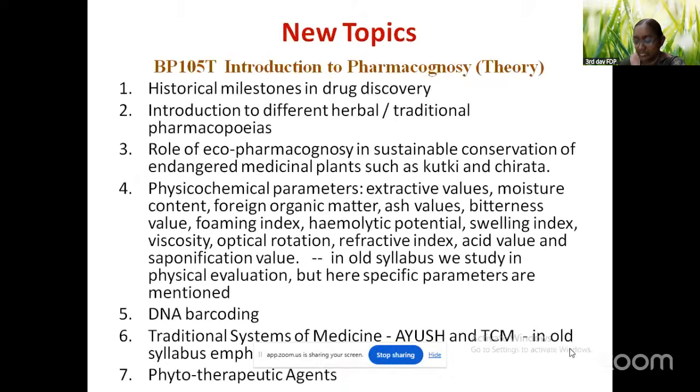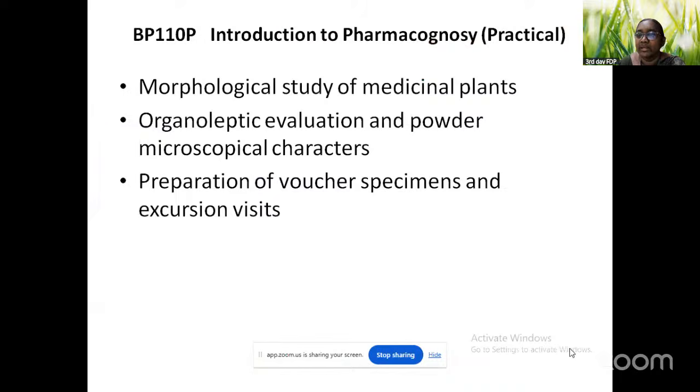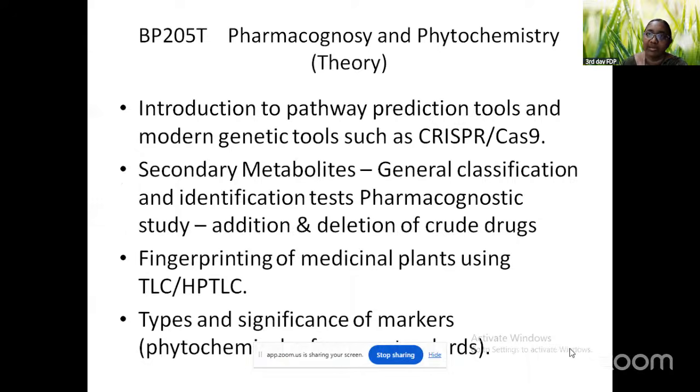Second one, the practical related to the first semester subject is the morphological study of medicinal plants, organoleptic evaluation and powder microscopic characters, and in addition to this, they have added the preparation of herbaria, which is not present in the previous syllabuses, either the immediate one or the previous ones. So this requires field visits for the collection and preparation of the herbariums.